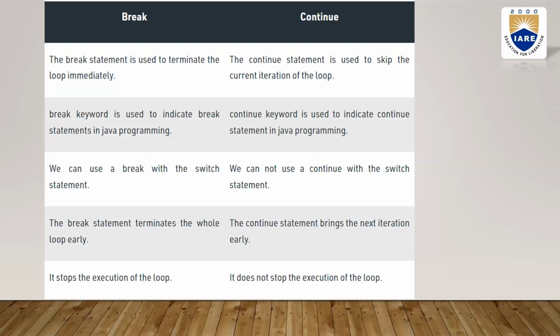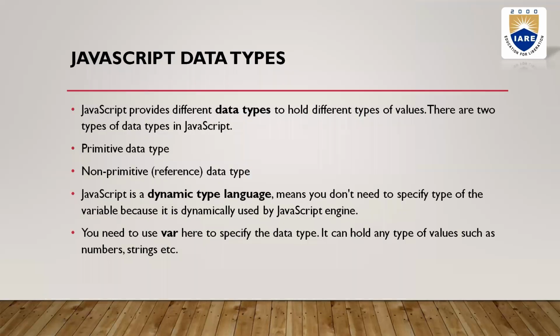Now we will move to another topic, that is JavaScript data types. JavaScript provides different data types for all the different types of values. There are two types of data types in JavaScript: primitive data type and non-primitive data type, or reference data type. Non-primitive data types and reference data types are the same.